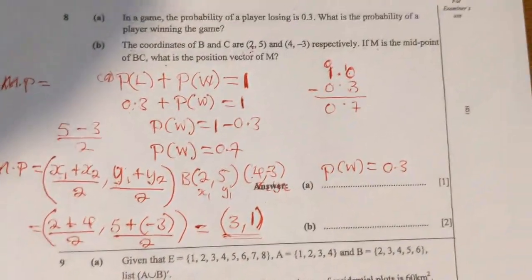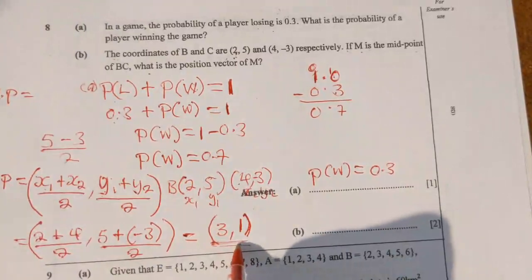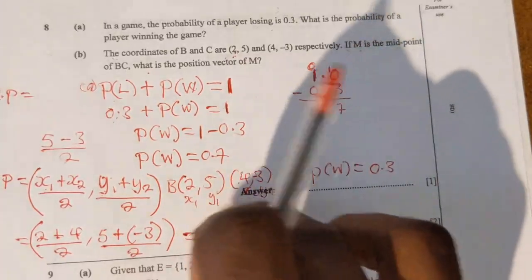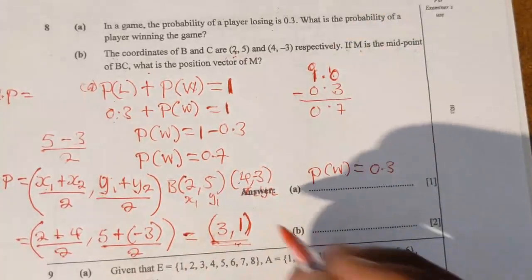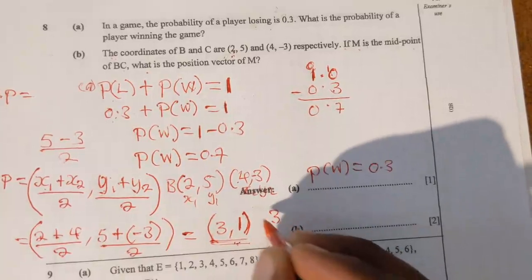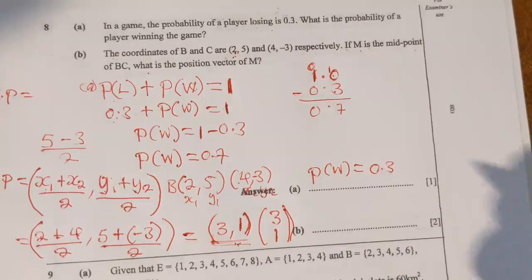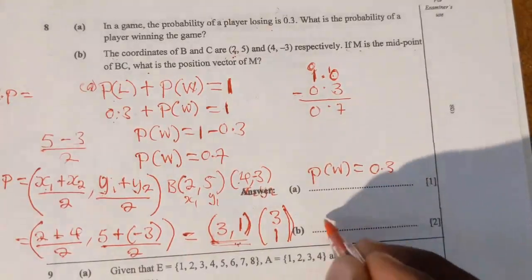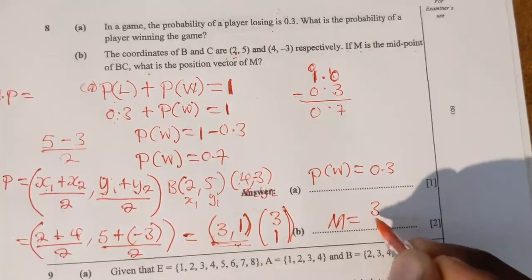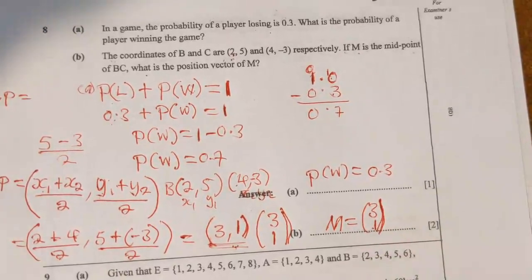Now you have been told to find the position vector of this. That is what they are asking you. The position vector of this is just a matter of turning the point clockwise, which is going to be like this: 3, then 1 here. Don't put the comma. So it's 3, 1. So the position vector of M, this is the answer. It is going to be 3 and 1, like that. So this is the answer.